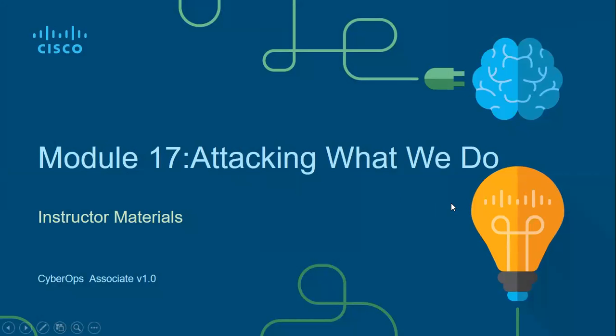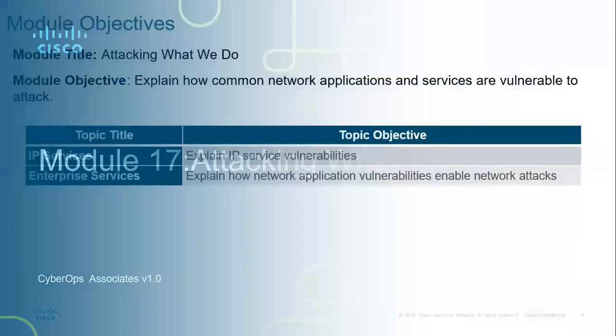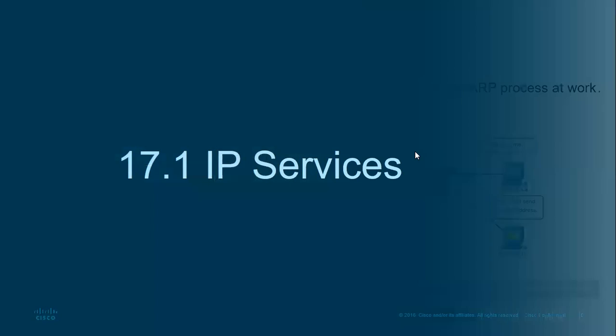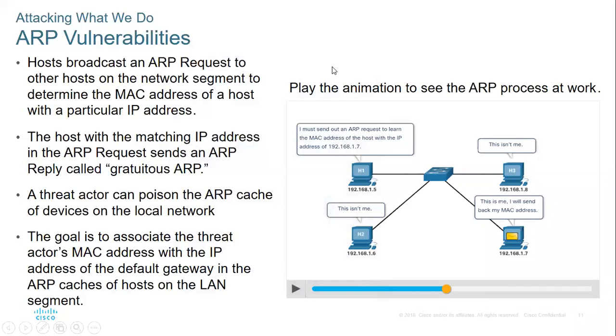Now this is attacking what we do. This is module 7, and the main objective here is to explain how common network applications and services are vulnerable to attacks. The first section deals with IP services. How are these IP services vulnerable to attacks?